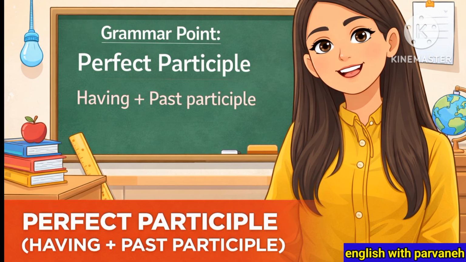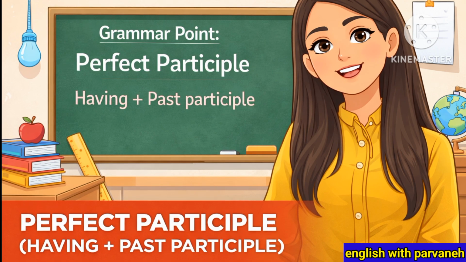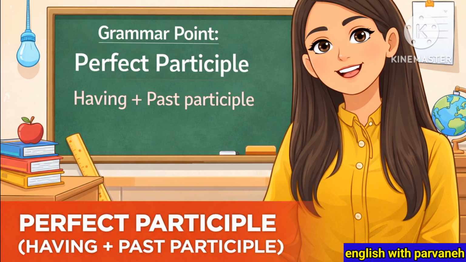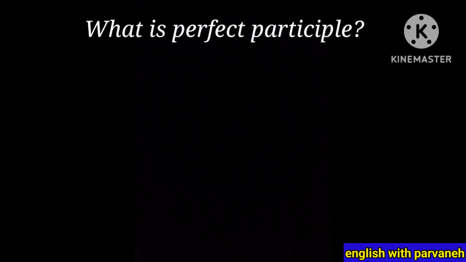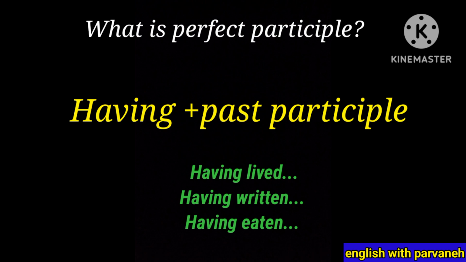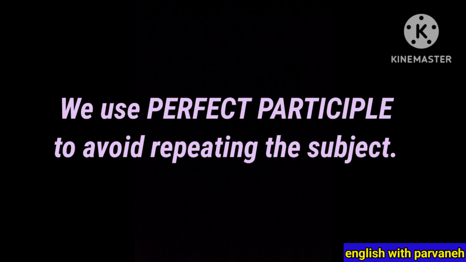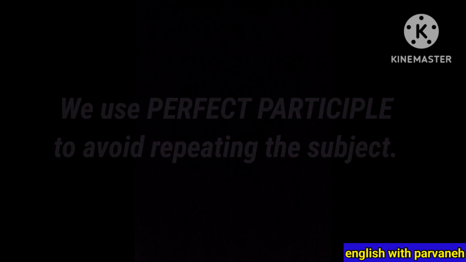In this video, I'm gonna explain the grammar point perfect participle and its uses. What is perfect participle? Perfect participle is when we have having plus past participle of the verb. For example, having lived, having written, having eaten. We use perfect participle to avoid repeating the subject.